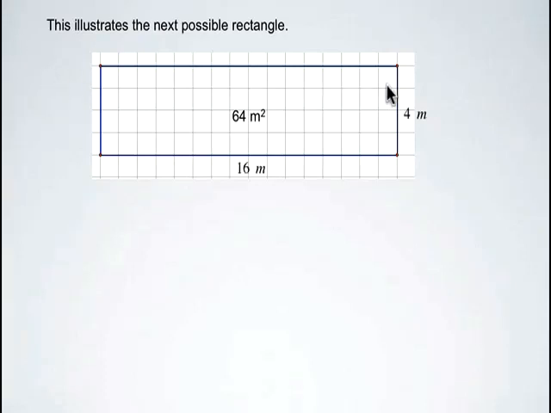So here's our illustration. We have a width of 4 and a length of 16, giving us our area of 64 meters squared still. And there's our perimeter formula, 2 times the length plus width. We'll substitute in our length of 16, our width of 4. When we add those together, we get 20. And we'll multiply that value by 2 to give us 40 meters.